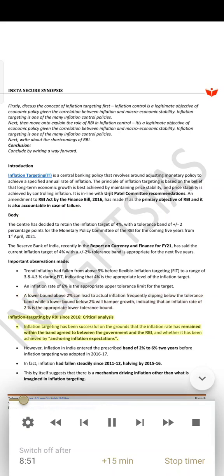Inflation targeting by RBI since 2016. Critical analysis. Inflation targeting has been successful on the grounds that the inflation rate has remained within the band agreed between the government and the RBI, and whether it has been achieved by anchoring inflation expectations. However, inflation in India entered the prescribed band of 2% to 6% 2 years before inflation targeting was adopted in 2016-17. In fact, inflation had fallen steadily since 2011-12, halving by 2015-16. This by itself suggests that there is a mechanism driving inflation other than what is imagined in inflation targeting.